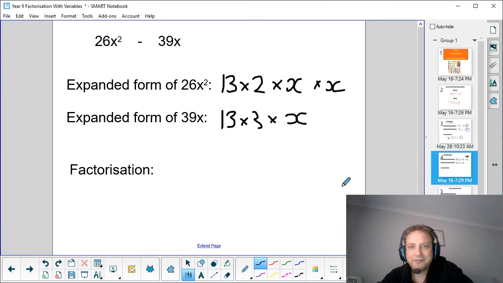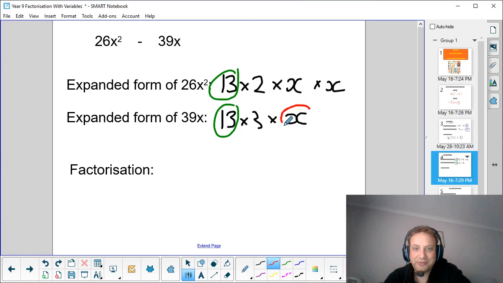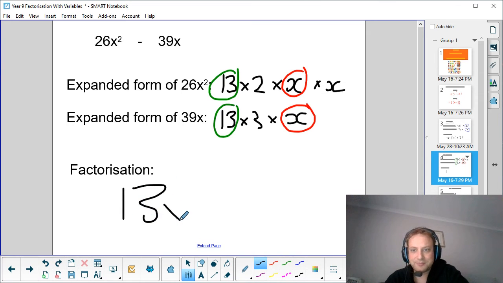So the reason I've broken this down for you is to try and show you that we're looking for everything that's in common between these two terms. They both have the number 13 in common, but that's not all they have in common. They both have the letter x in common as well. Right? This one has a couple of x's, but this one has one. So we can say they both have a 13, they both have an x. So they both have 13x in common. That's something that goes in evenly in terms of its number and its letter. So that means we're going to be whacking a big 13x out the front.